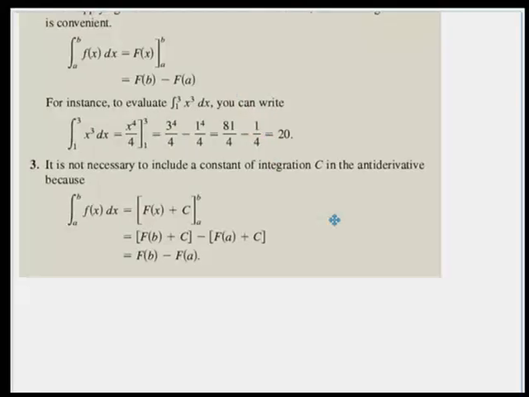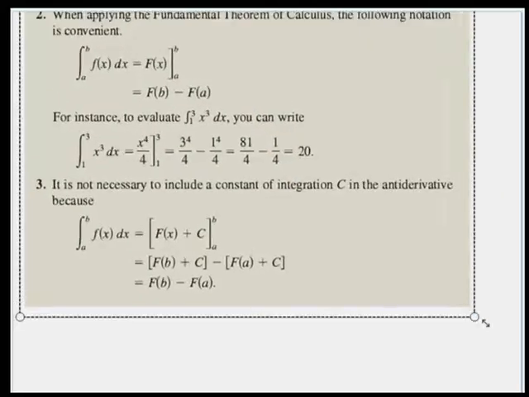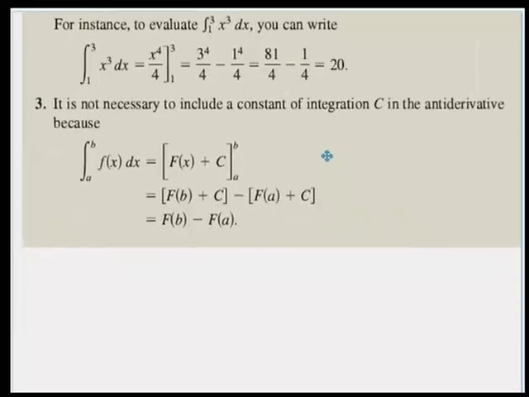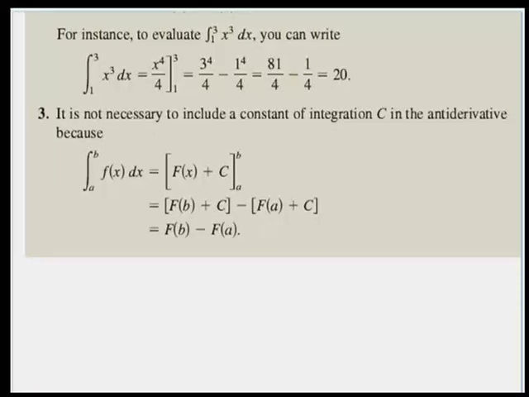And let me even make this a little bigger. This example is a nice easy function. It's the definite integral from 1 to 3 of x to the third dx. So here's our integral, the definite integral from 1 to 3 of x to the third dx.